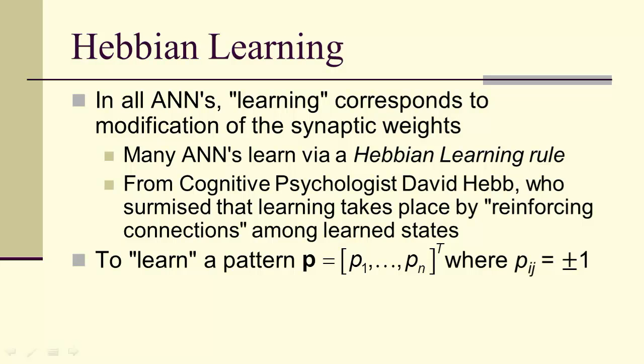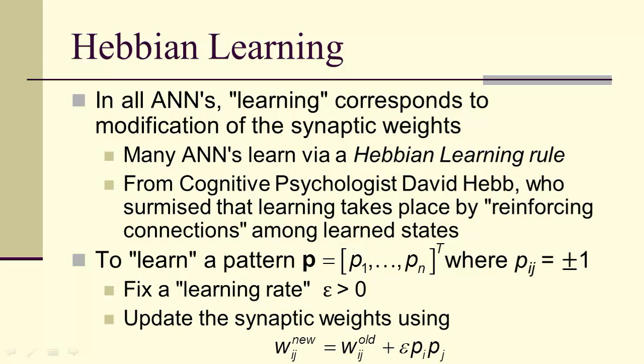So to learn a pattern, so we want the network to be able to recall this pattern that we're going to give it, then we're going to have each entry in the pattern be either a +1 or a -1. We're going to fix a learning rate, and then we're going to update what we had previously for the synaptic weights using this very simple rule. The new synaptic weights will be the old synaptic weights plus epsilon times p sub i times p sub j.